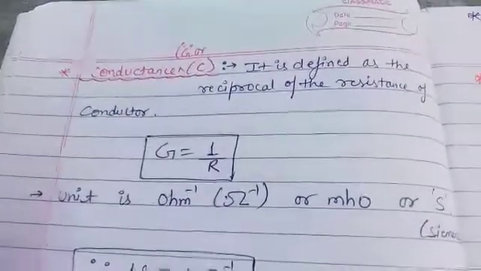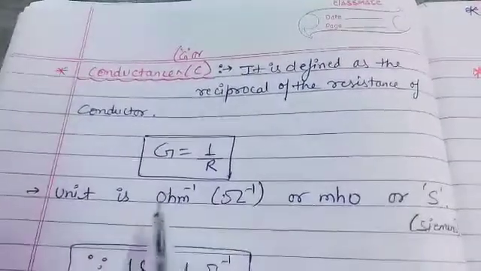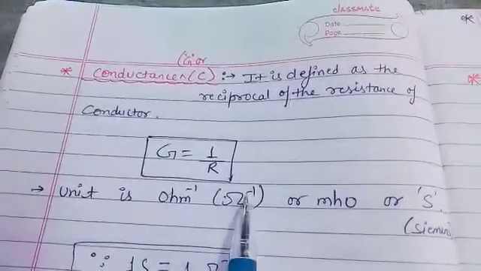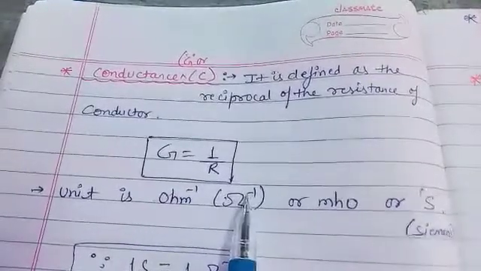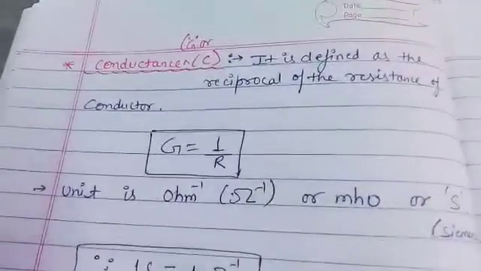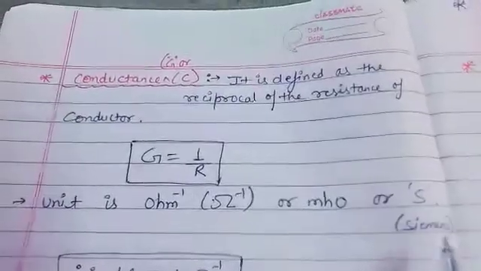The unit is also, since it is inversely proportional or reciprocal, ohm inverse. You can write it like this, ohm inverse or omega inverse. Okay, or you can write mho. And 1 ohm inverse is equal to Siemens, capital S, that one is equal to Siemens.